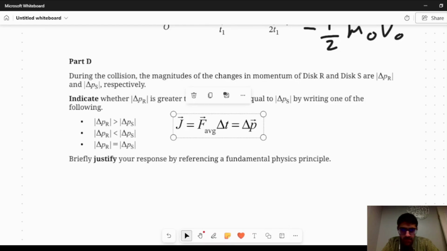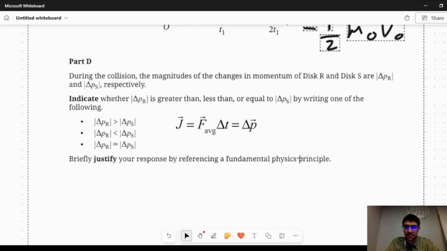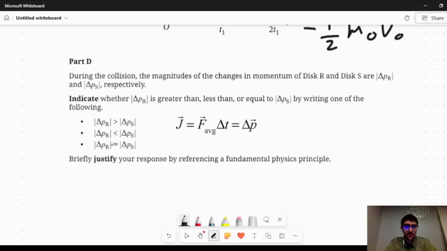Okay, so I paused it for a moment just to get this equation from the equation sheet. So basically this equation is telling us its impulse, so J, impulse, is equal to force times change in time is equal to the change in momentum. So I'm going to answer right now, and then I'm going to explain why. But our answer is going to be that the change in momentum for disk R and disk S is equal.